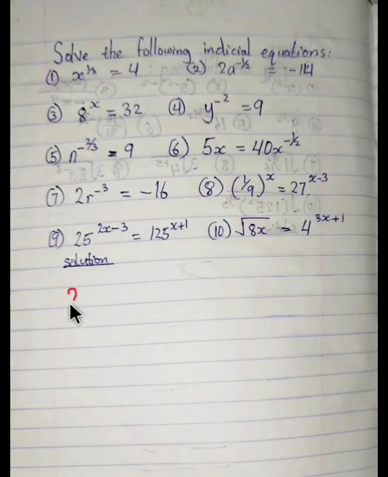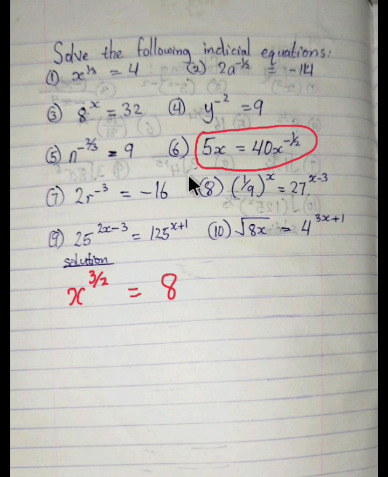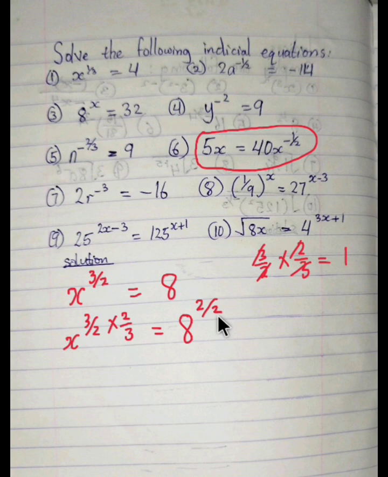So we got x raised to power 3 over 2 is equal to 8. So we have arrived at this junction. Now what do we do next? From here, we are going to multiply the power of x by its multiplicative inverse. 3 over 2 times 2 over 3 will give us 1. So x is raised to power 3 over 2 times 2 over 3 is equal to 8 raised to power 2 over 3.